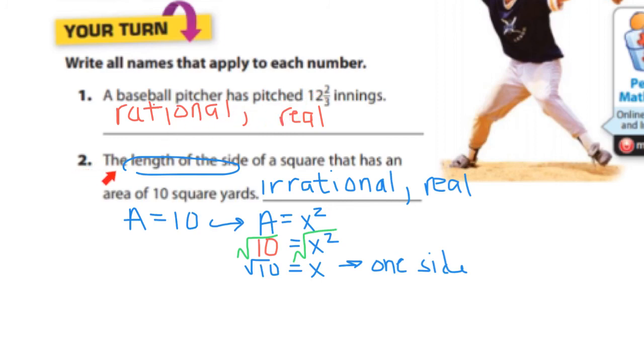For number 2, the length of the side of a square that has an area of 10 square yards. So area equals 10. And the formula for area of a square is A equals x squared, because we use x since both sides are the same length. You multiply the sides together to get your area. Now we're going to go backwards. To undo squaring, we take the square root. Now the square root of x squared is simply x, and this is going to be a decimal that doesn't repeat and never ends. It doesn't terminate. So that's the length of one side. And that number is irrational and real.